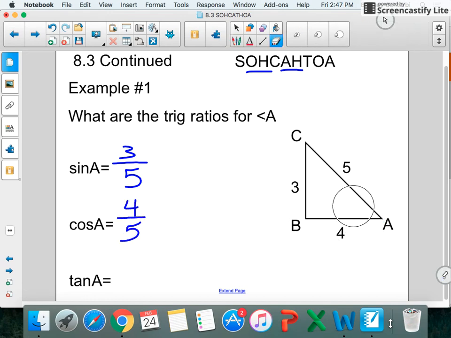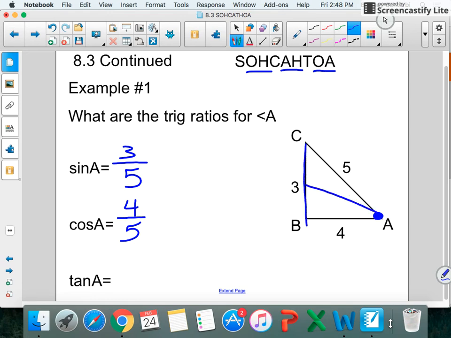And then tangent of A, I'm going to put my pencil on A. I need to do opposite over adjacent. So the opposite side is my 3 over my adjacent side for angle A is 4. So those are the trig ratios.